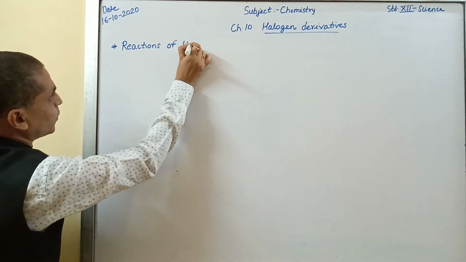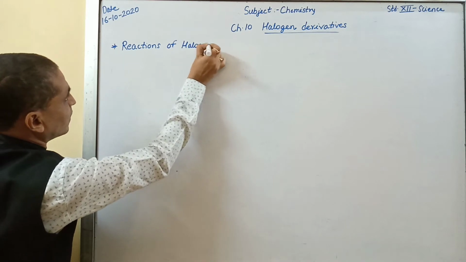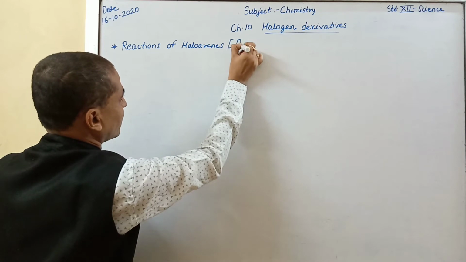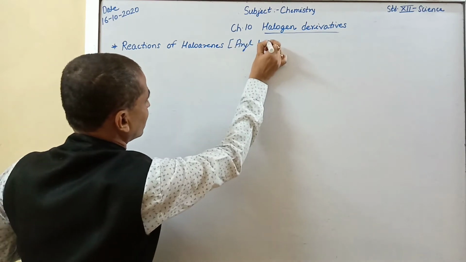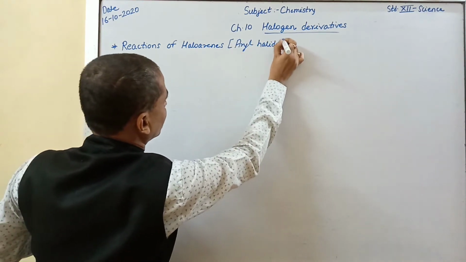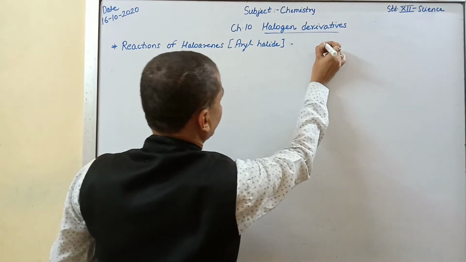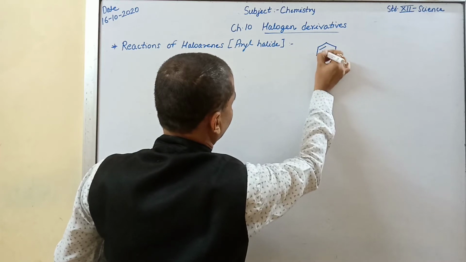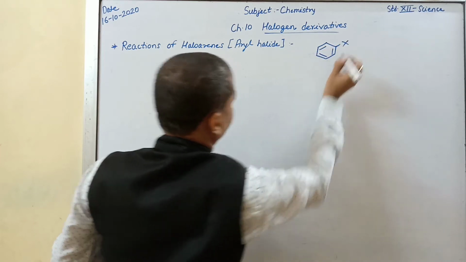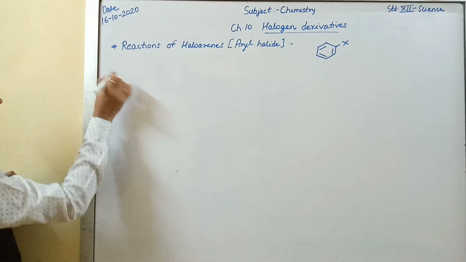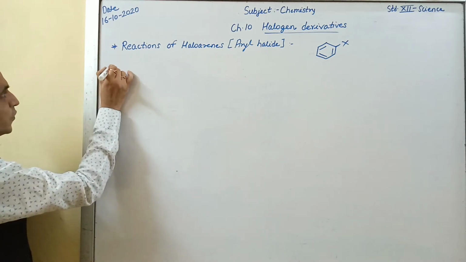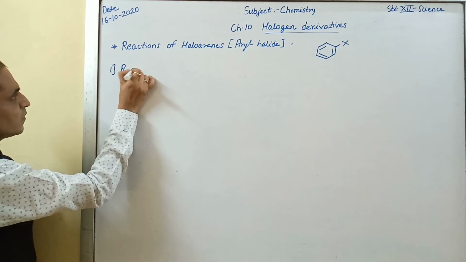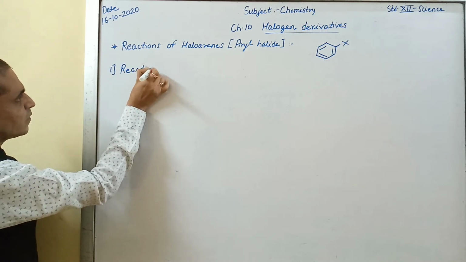Reactions of haloarenes. They are also called aryl halides. They can also be shown by X. Okay. Now let us start with the first reaction, that is reaction with metals.